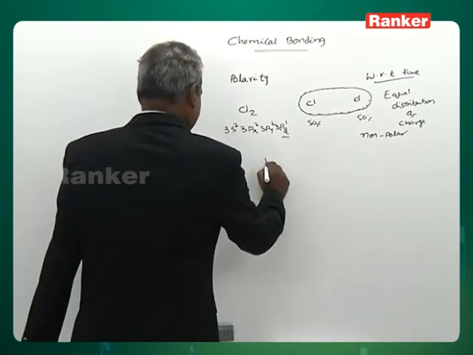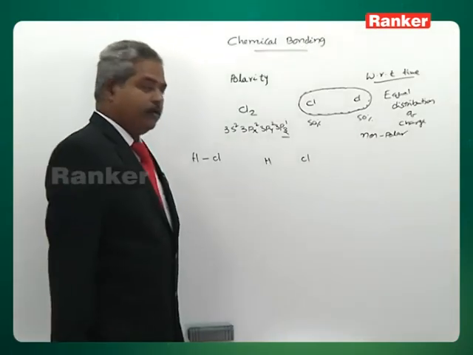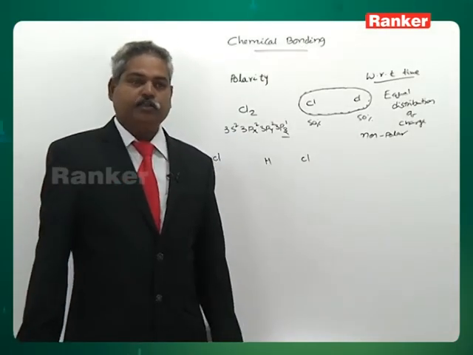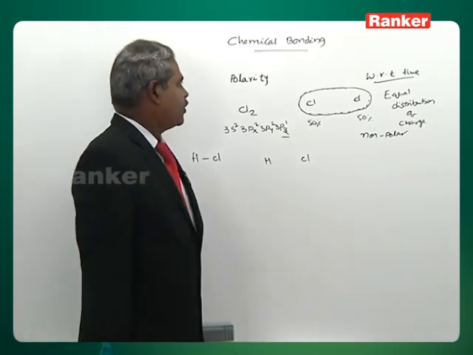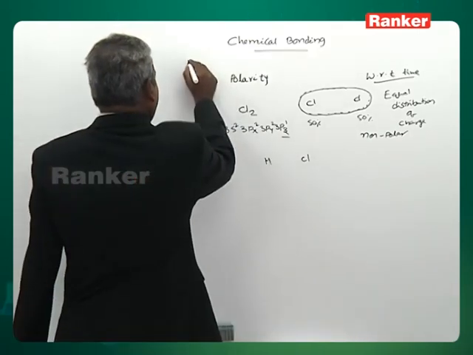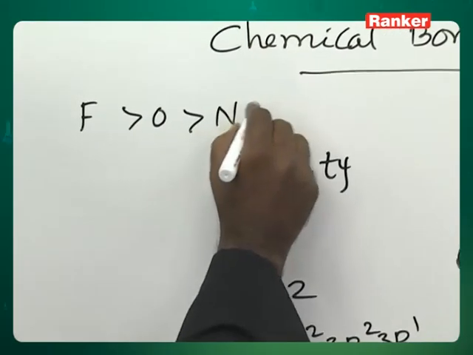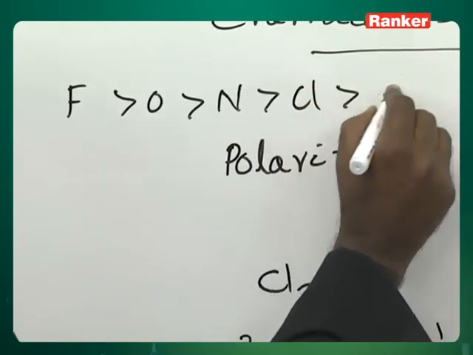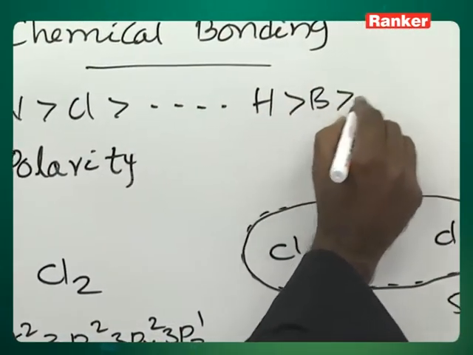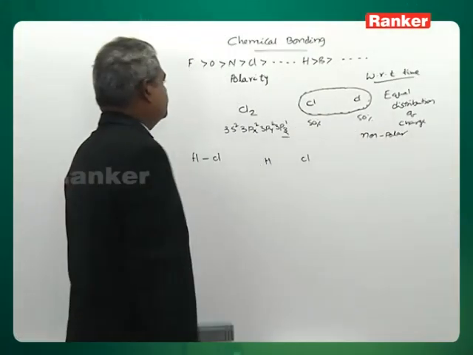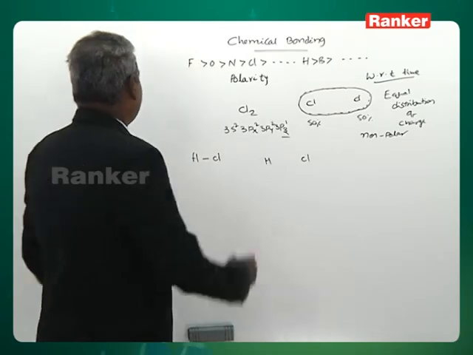Look at hydrogen and chlorine. Between hydrogen and chlorine, we all know that chlorine is more electronegative. How to remember the order of electronegativity? Look here. F greater than O greater than N greater than Cl greater than hydrogen greater than boron, like this. So, fluorine is the most electronegative.